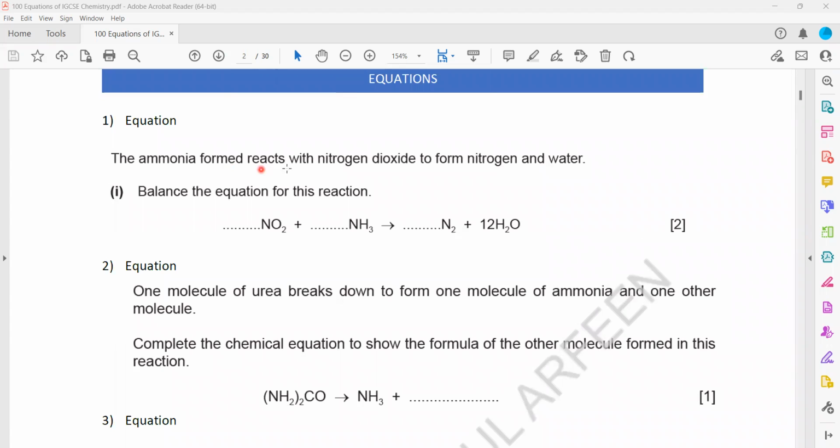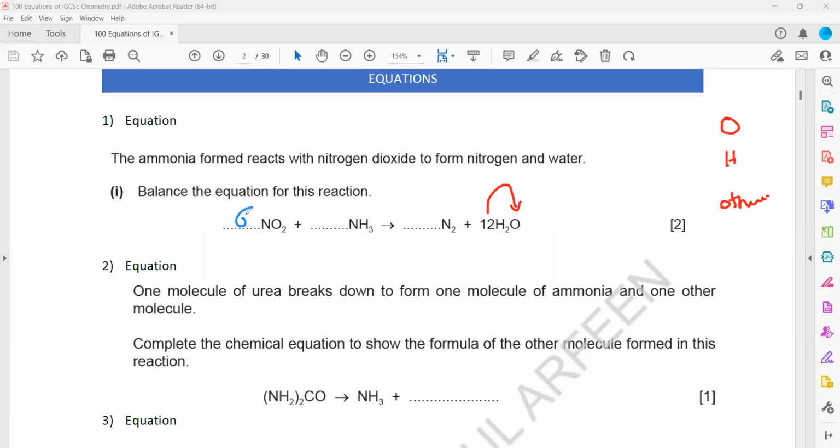The ammonia formed reacts with nitrogen dioxide to form nitrogen and water, as you can see here. Balance the equation. What is the rule of balancing? First, we start with oxygen, followed by hydrogen, and then other elements. First, we have to balance oxygen. So how many oxygen are there?